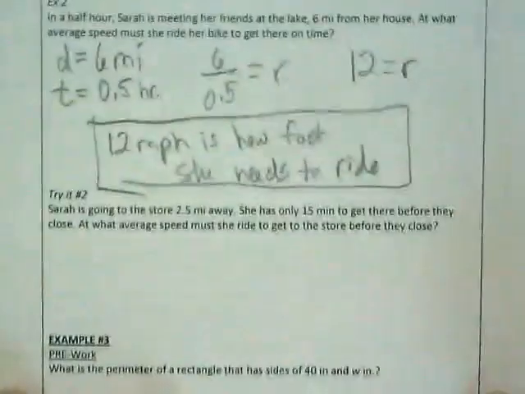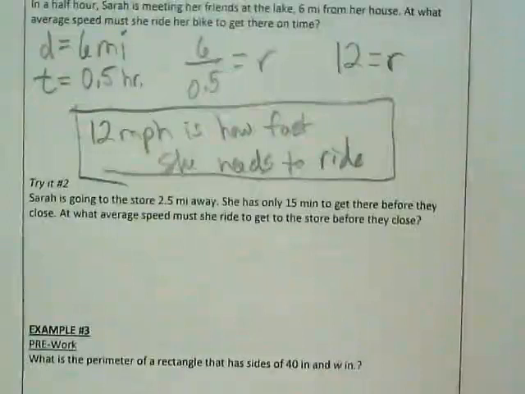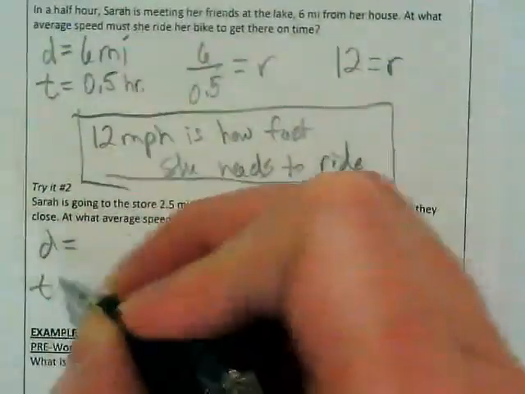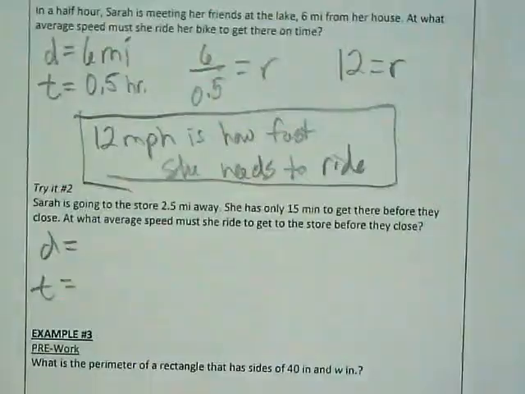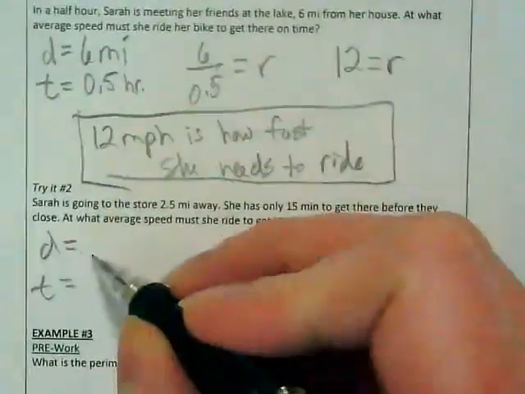Okay, try it number 2. Sarah's going to the store 2.5 miles away. She has only 15 minutes to get there before they close. What are the two things that we know here? Distance and time. At what average speed must she ride to get to the store before they close? I'd like you guys to see if you can set this up and solve it.